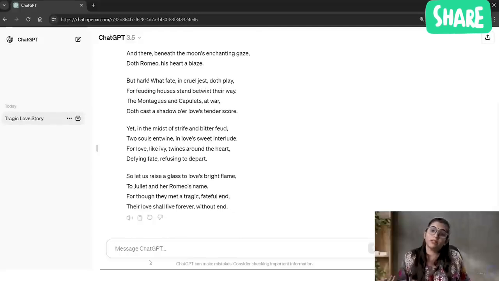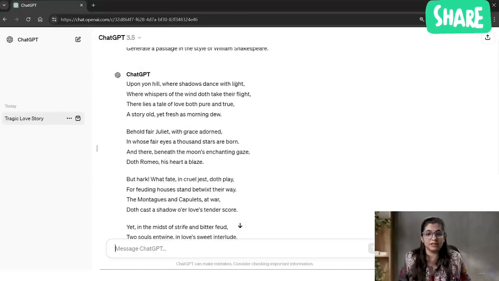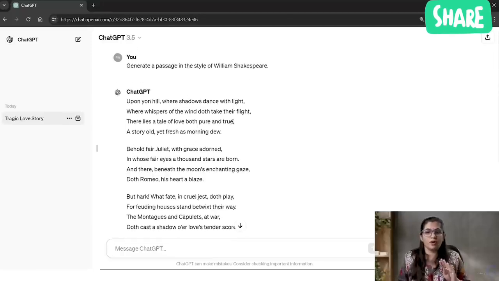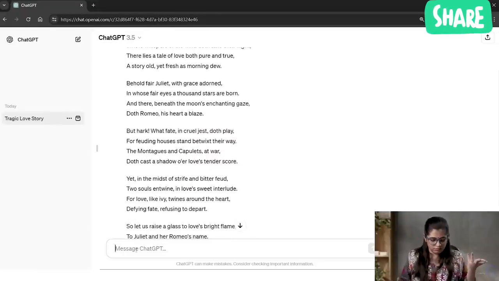Based on what ChatGPT has been trained on, it has given a passage of William Shakespeare. But where is it from? You can ask, where is this passage from?